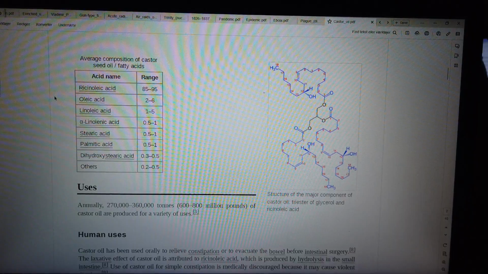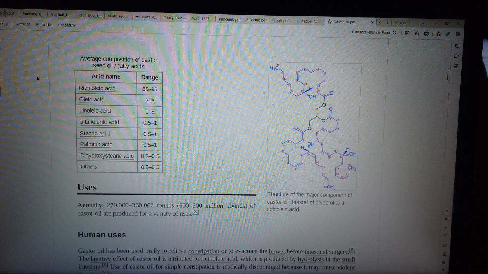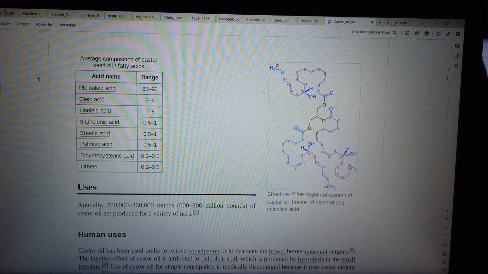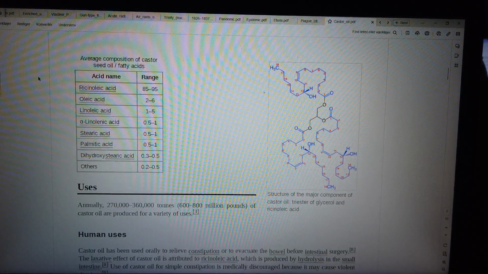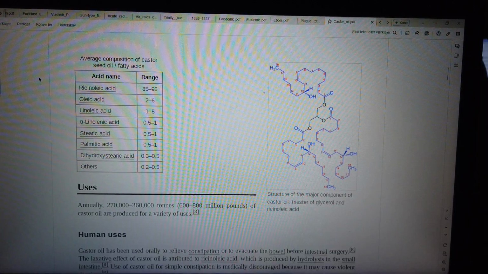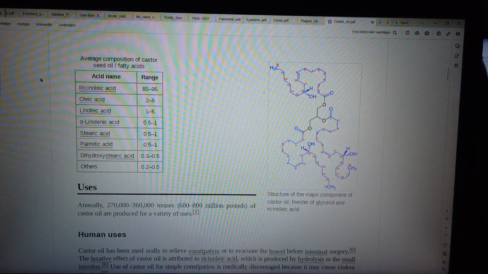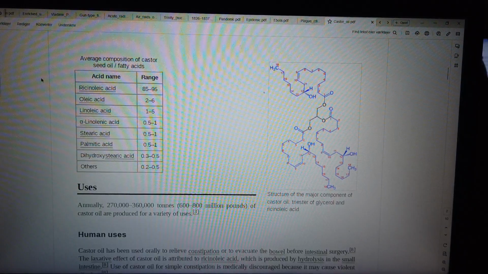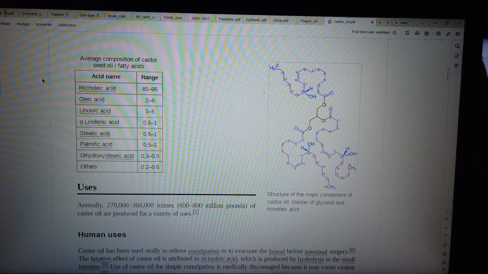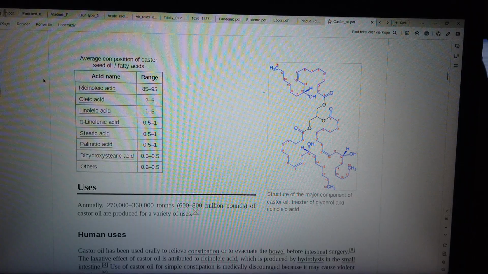Structure of the major component of castor oil. Triester of glycerol and ricinoleic acid. Average composition of castor seed oil fatty acids: ricinoleic acid 85-95%, oleic acid 2-6%, linoleic acid 1-5%, linolenic acid 0.5-1%, stearic acid 0.5-1%, palmitic acid 0.5-1%, dihydroxystearic acid 0.3-0.5%, others 0.2-0.5%.